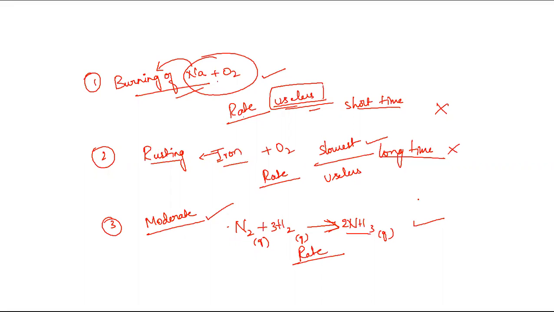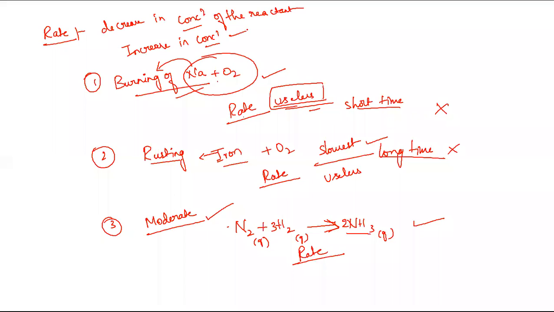So what do you mean by rate of a reaction? See, rate of a reaction can be defined as the decrease in concentration or amount of the reactant, or at the same time you can also say it as an increase in concentration of the product.